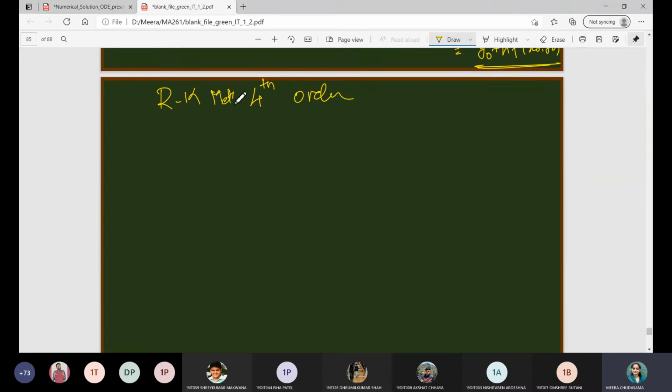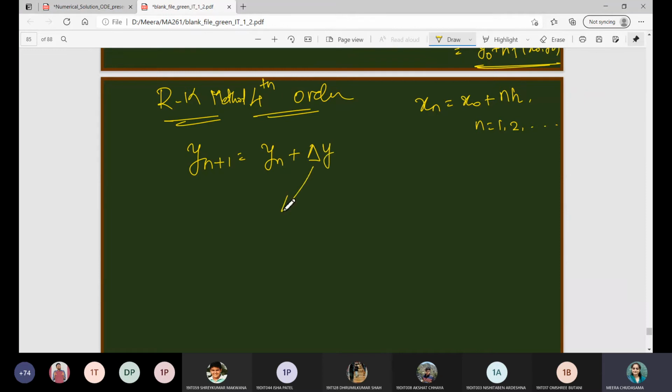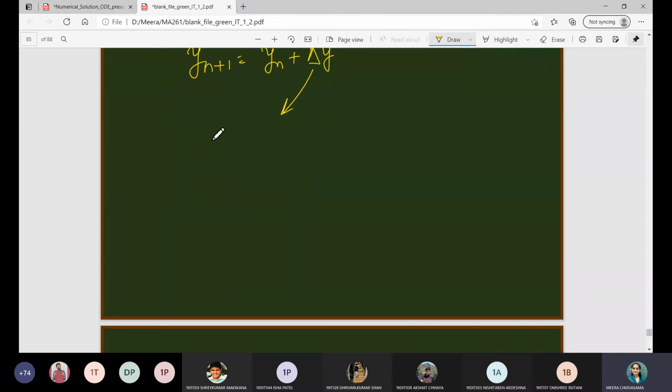RK method fourth order. So what is it actually? For that one, this formula will remain the same. x0 plus nh, where n is varying from 1 and so on. So you will reach the points x1, x2, x3 and so on. Corresponding y values will be computed as yn plus 1 is equal to yn plus delta y. To compute this delta y, we have to consider first k1.